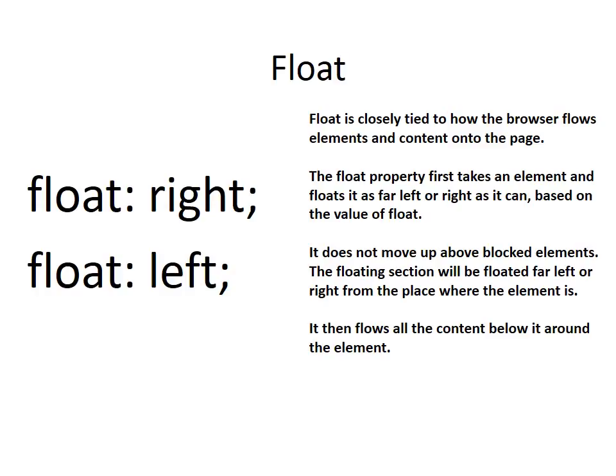The float property first takes an element and floats it as far left or right as it can, based on the value of float. It does not move up above blocked elements. The floating section will be floated far left or right from the place where the element is. It then flows all the content below it around the element. Of course, there are more details, so let's take a look.